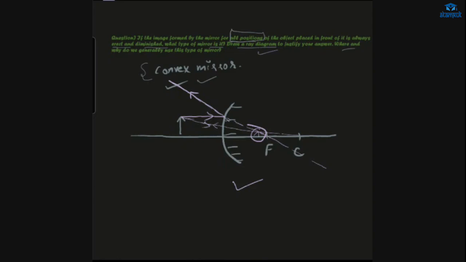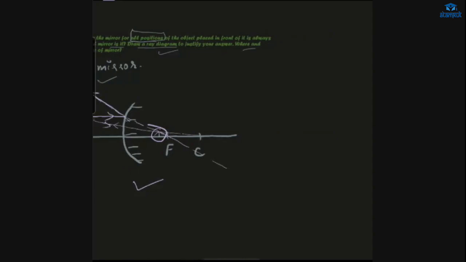Okay. And where and why do we generally use this type of mirror? As a rear view mirror of vehicles, so that we obtain a smaller image of the object. Because if we obtained an image of the same size as the object, then if a truck were behind us, we wouldn't be able to see any other vehicles behind us, right? Only the truck would occupy the whole face of the mirror. Fine. Okay, तो ये हो गया.